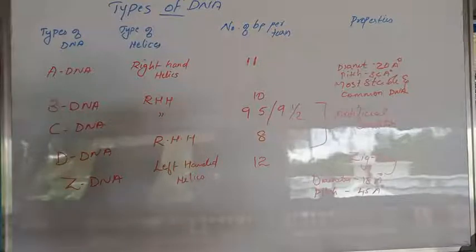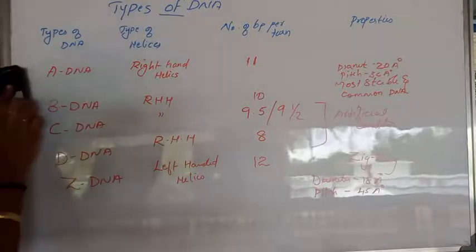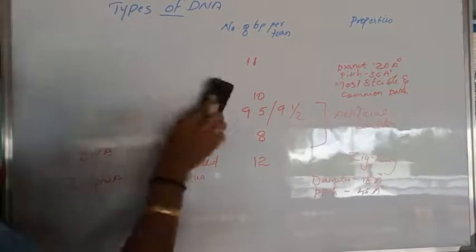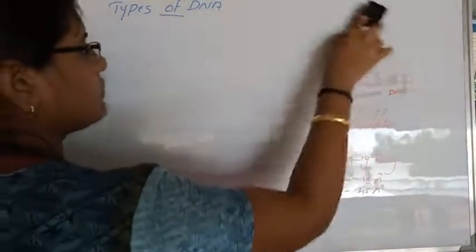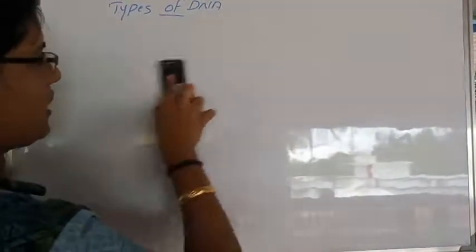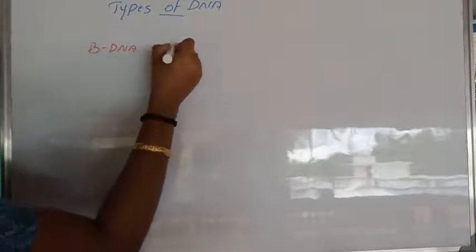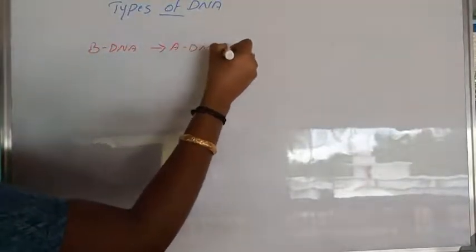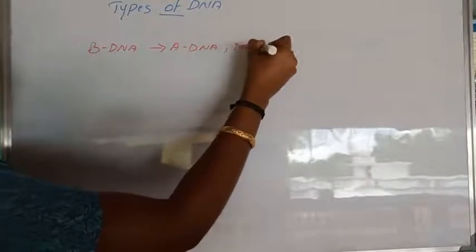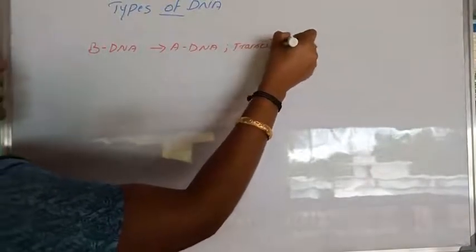At the time of transcription, which is the process of formation of mRNA from the template strand, we will discuss what transcription is later. During transcription, the B DNA, that is the common DNA, changes to A DNA.